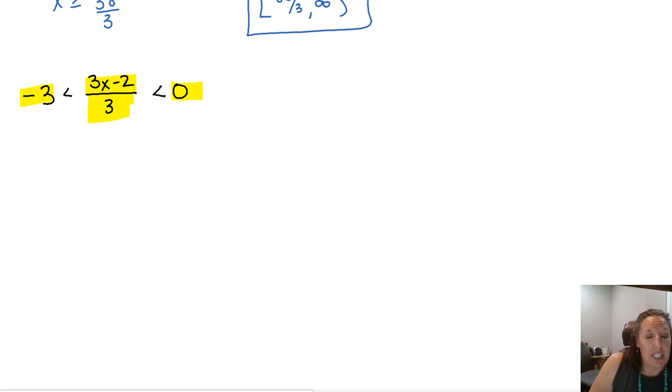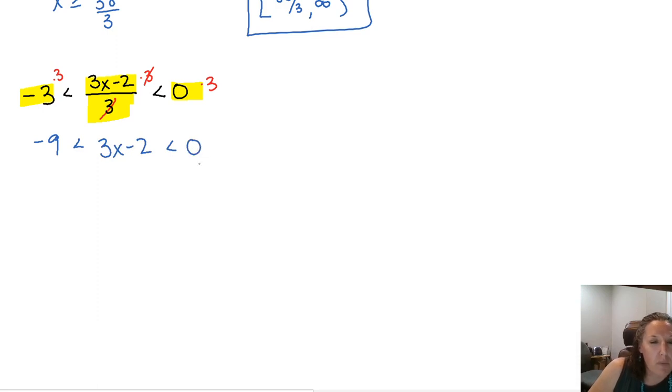And if we want to get this x by itself, we can multiply everything by our LCD. We have a 3 in the denominator there, so if we multiply everything by 3, on the left-hand side, we have -3 times 3 is -9. In the middle, we've got a fraction, and so that 3 is going to divide out with the 3 in the denominator, and we're going to be left with that numerator of 3x minus 2. And then on the right-hand side, we have 0 times 3, which is still going to be 0.